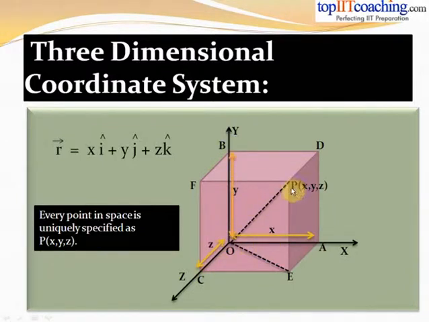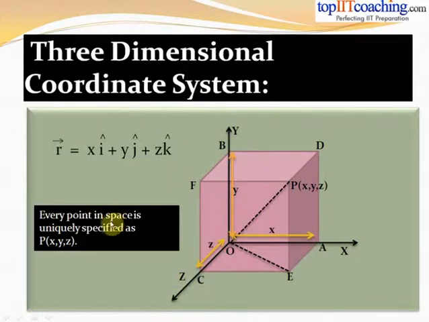Let us say that P(x, y, z) is any point in the 3-dimensional space. Here we see that x is the projection of this point on the x-axis, y is the projection of this point on the y-axis, and z is the projection of P on the z-axis. So we can write the vector r corresponding to the point P(x, y, z) as r equal to x i cap plus y j cap plus z k cap. Here i cap, j cap and k cap represent unit vectors along the x-axis, y-axis and the z-axis.